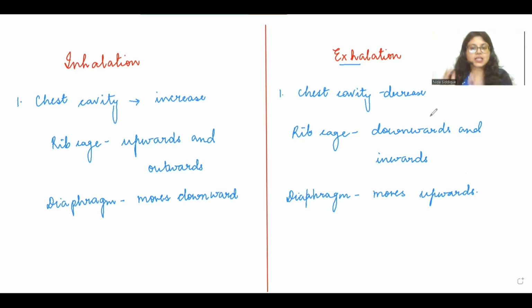So these are the basic differences occurring during inhalation and exhalation, the changes that occur in the rib cage, in the diaphragm, and in the chest cavity during inhalation and exhalation.